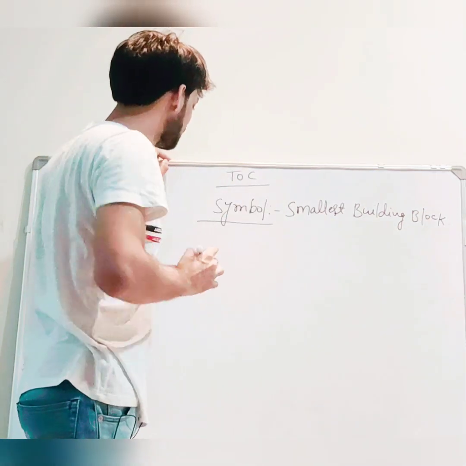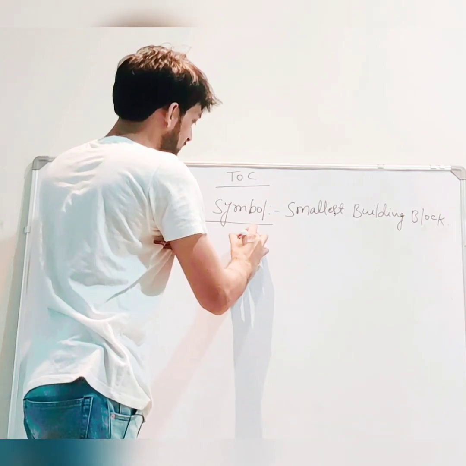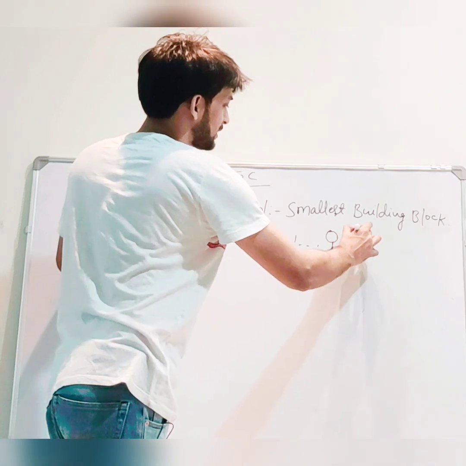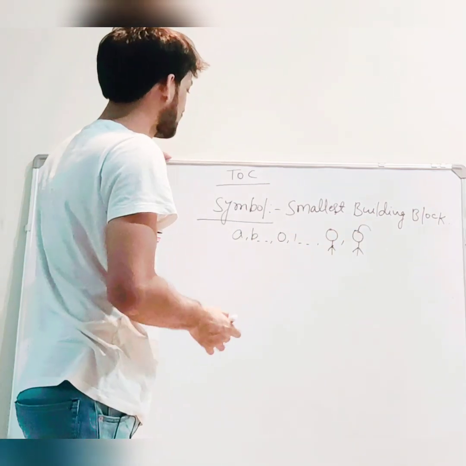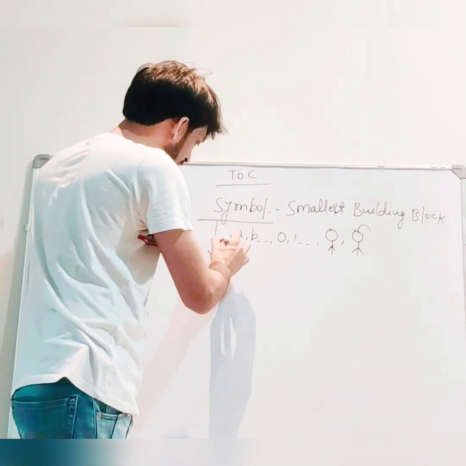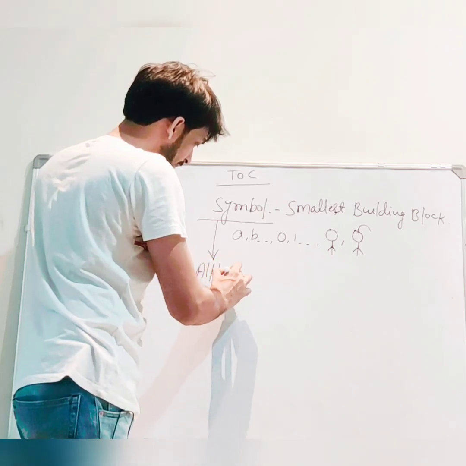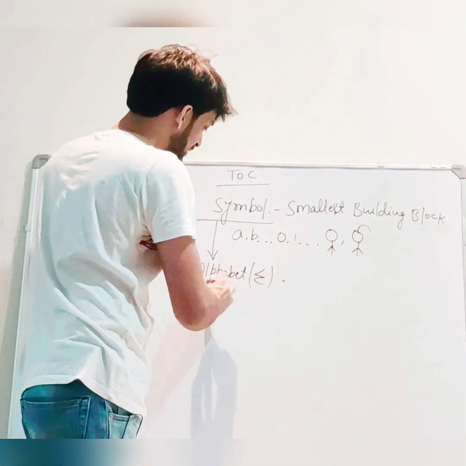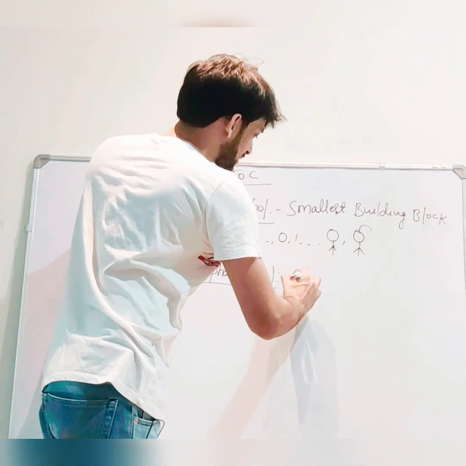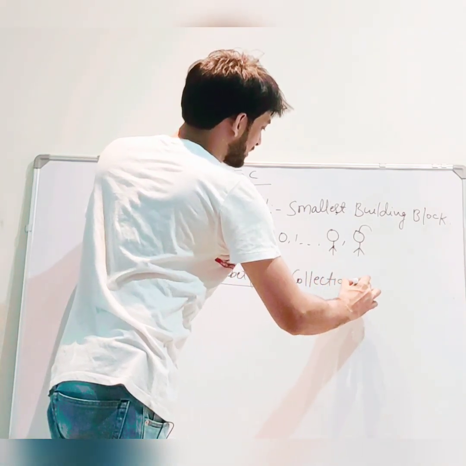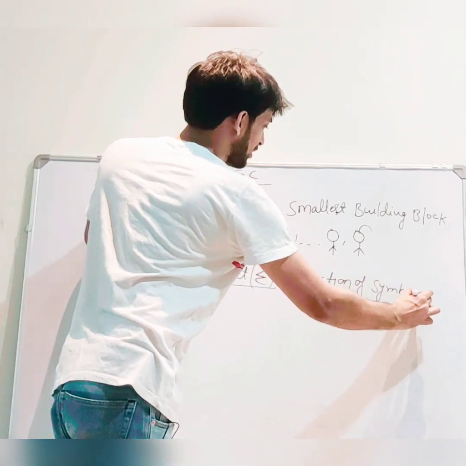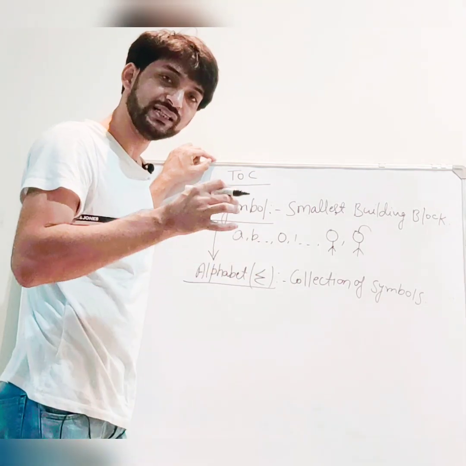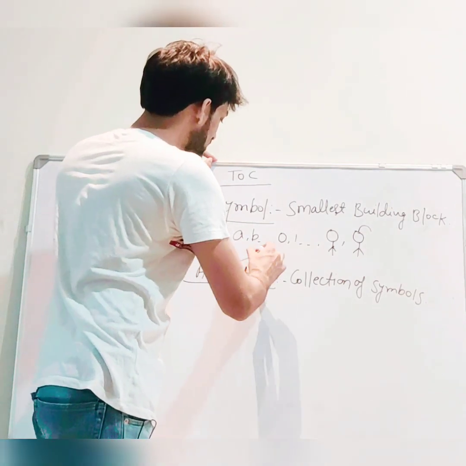Symbols are nothing but any alphabet letters, any digits like 0, 1, and so on, even a human being's images. This is nothing but a symbol, and from symbols we can form an alphabet. An alphabet is denoted by sigma. This sign is called sigma, and an alphabet is nothing but a collection of symbols. And one more point about an alphabet: it is always finite. It can't be infinite. Just remember it.